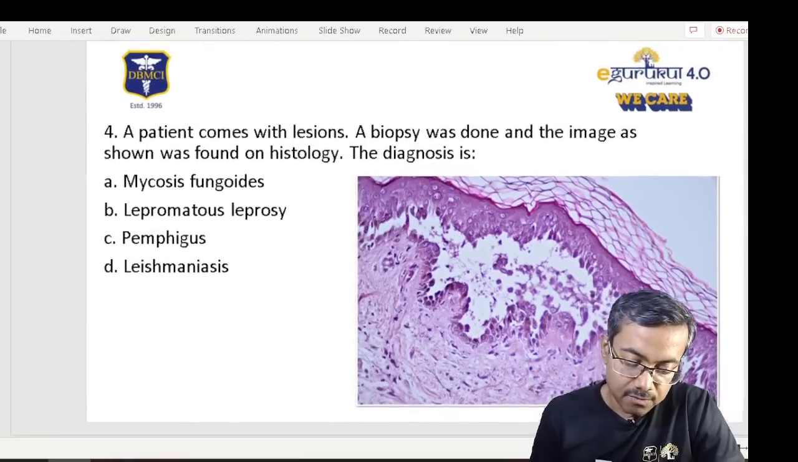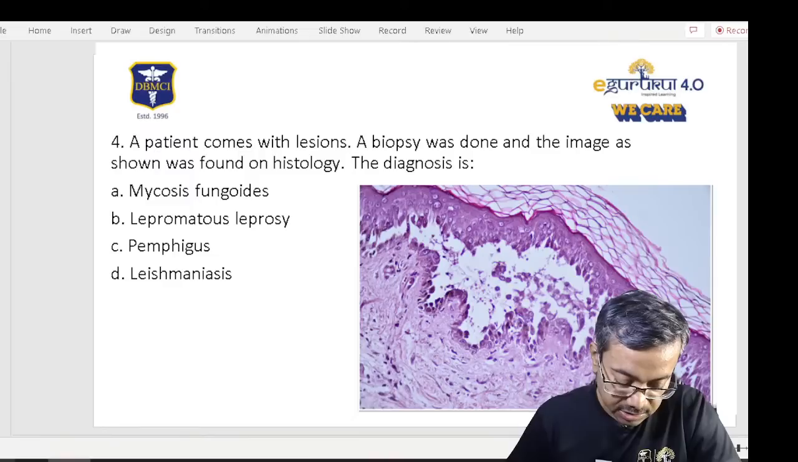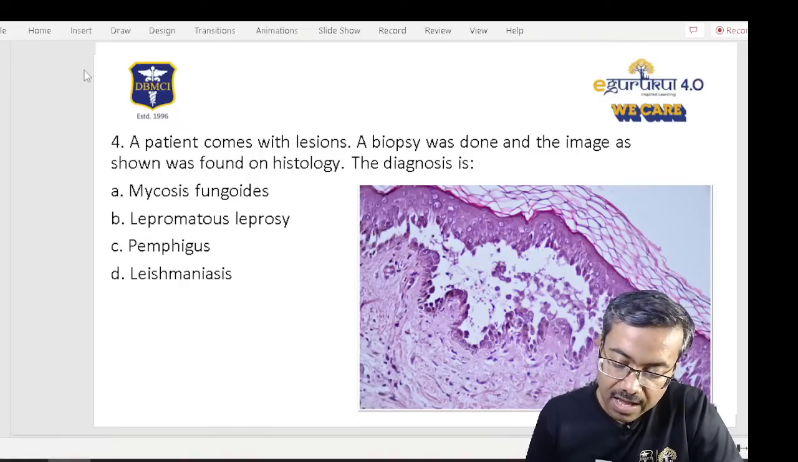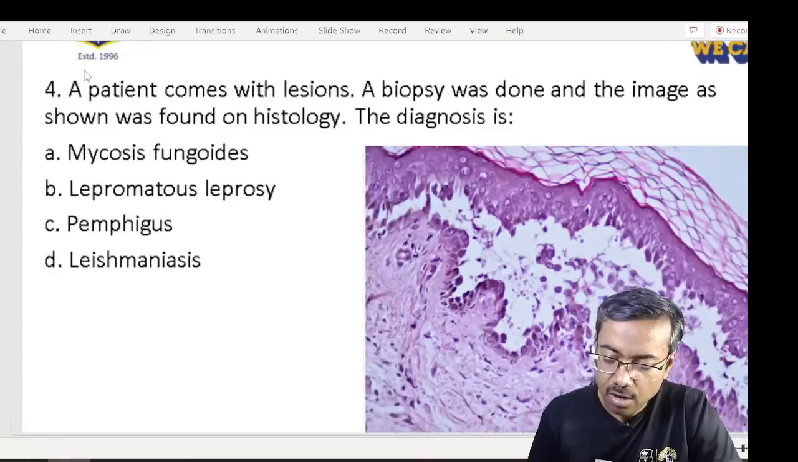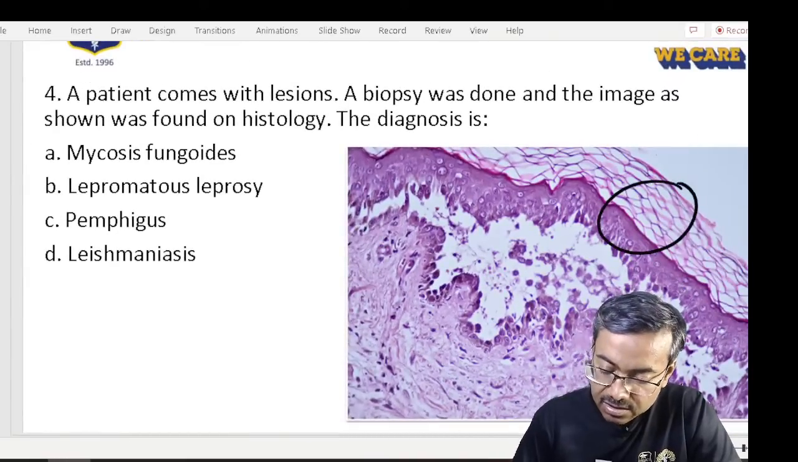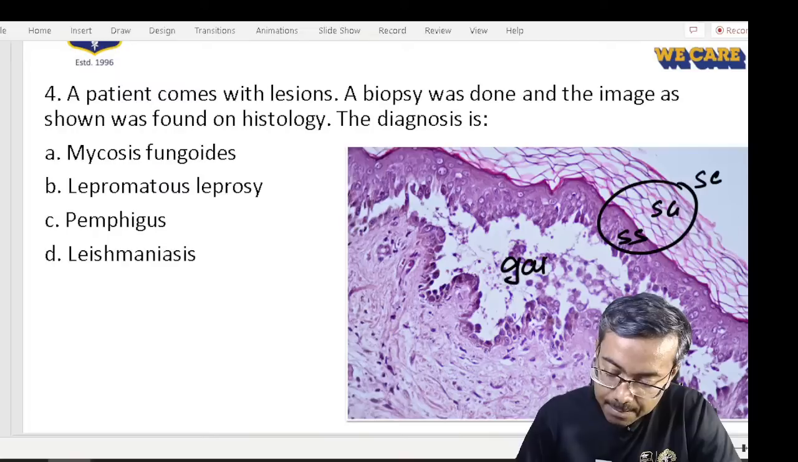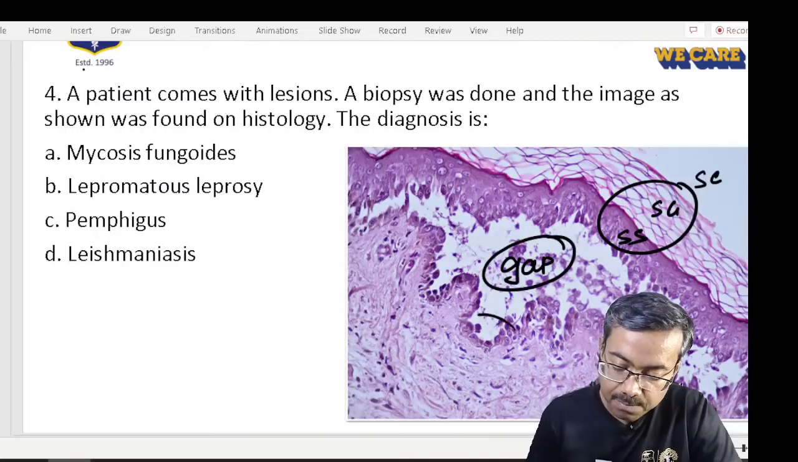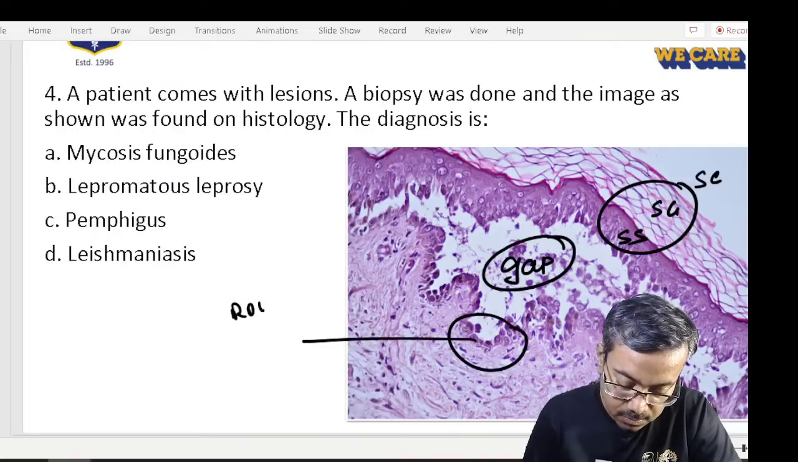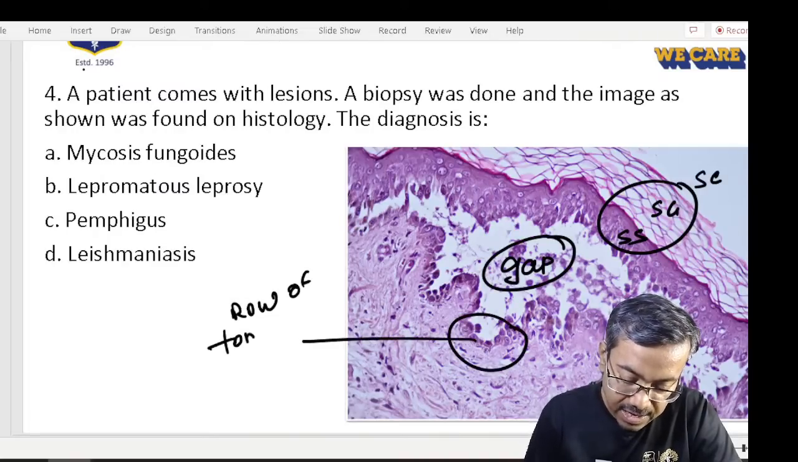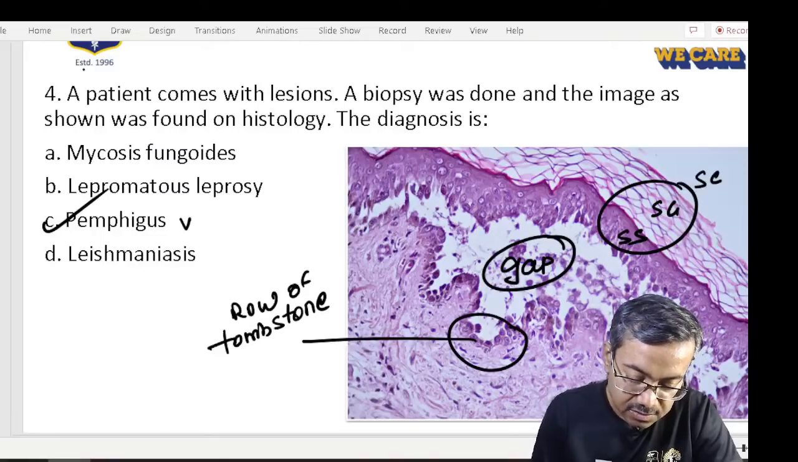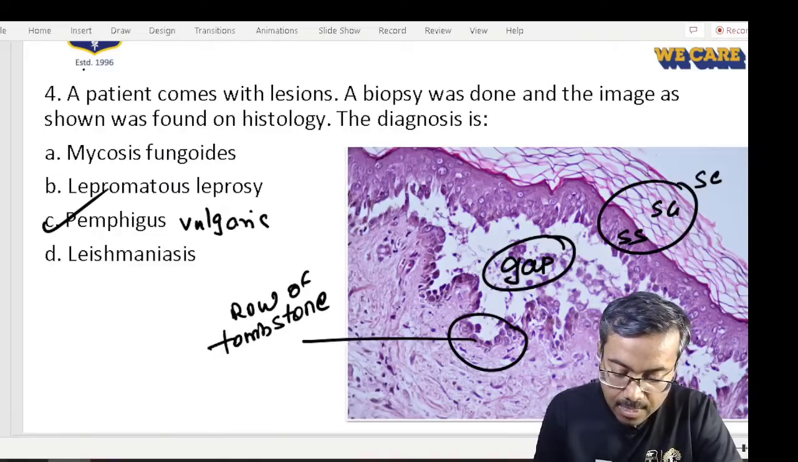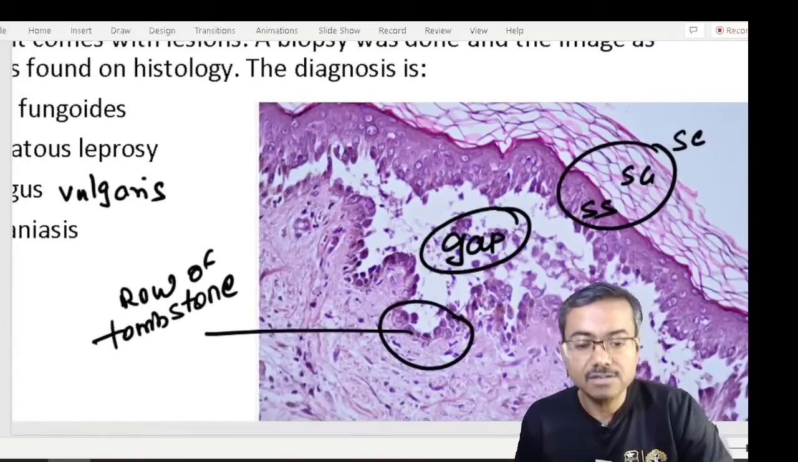Okay. Fourth, a patient comes with lesions. A biopsy was done and the image is found. This is a very common image again which comes. These are the three zones, corneum, granulosum and spinosum, and a gap which is a suprabasal split, and this is the row of tombstone. Okay, there's a single layer of cells below the split, and that would usually be pemphigus vulgaris. Classical image, pemphigus vulgaris.